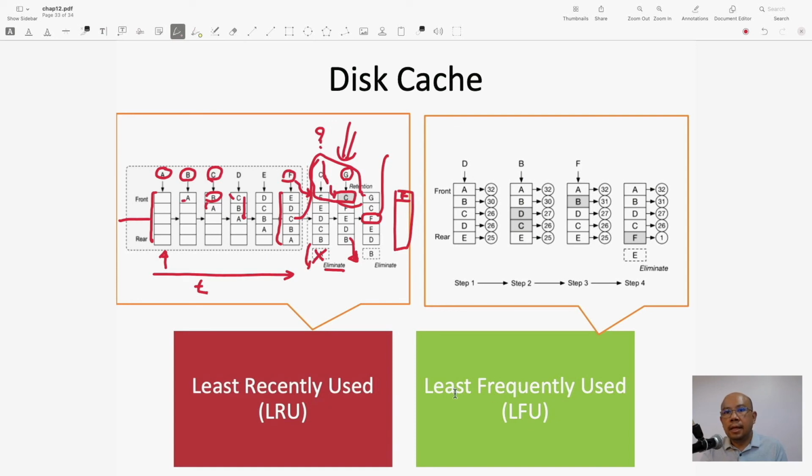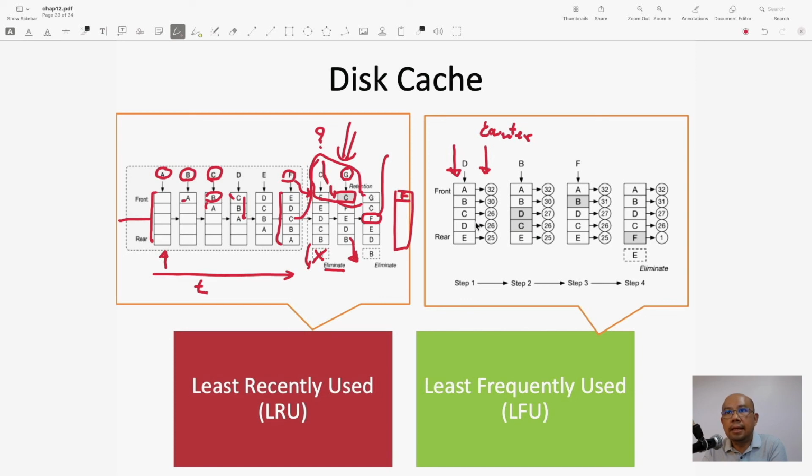And on the right is least frequently used. The least frequently used has data, memory data, and also a counter, a frequency counter. Here the memory has A, B, C, D, E. A is used 32 times, and B is used 30 times, and C is used 26 times.